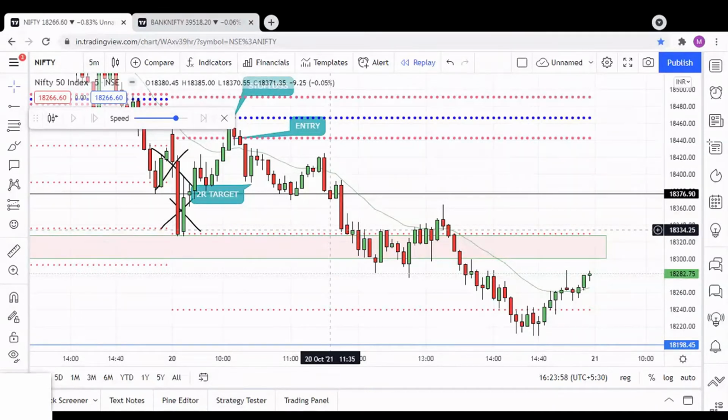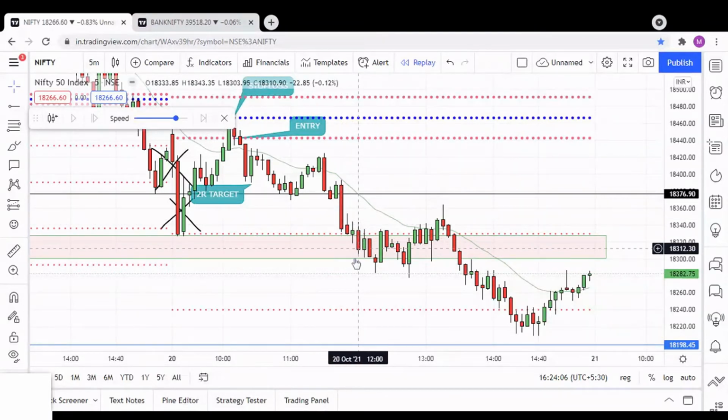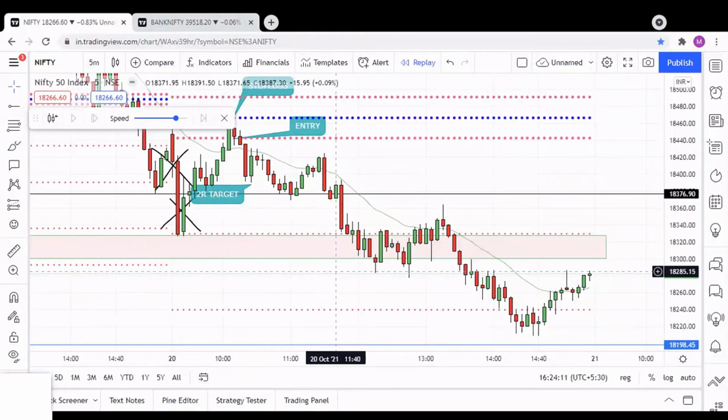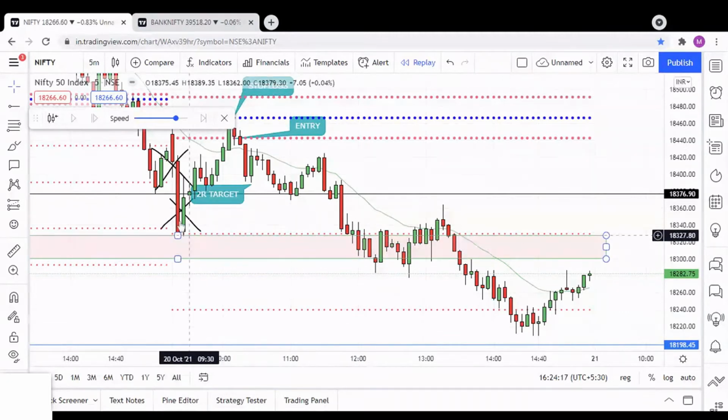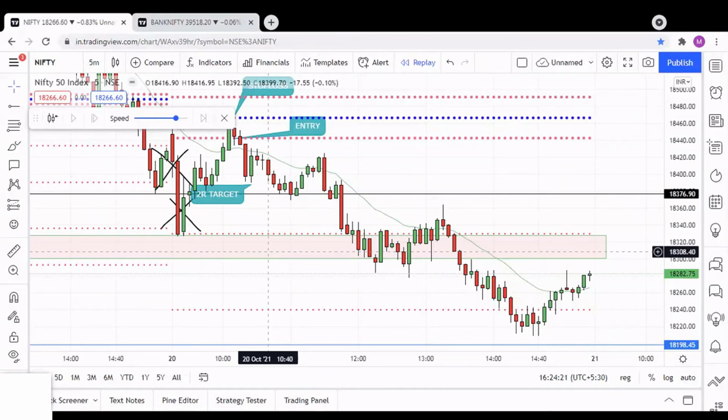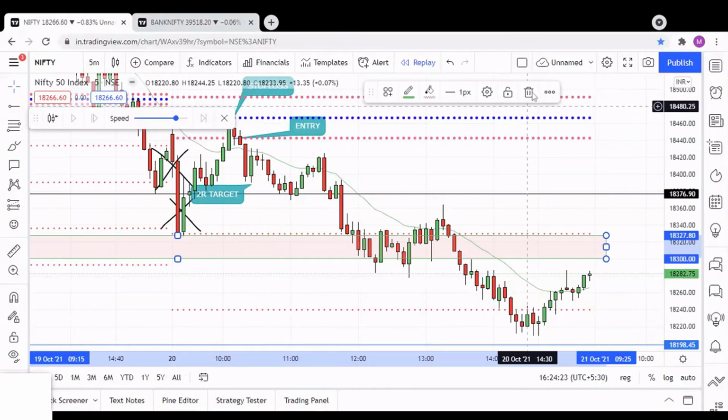If you would have taken the entry at the close of this green candle and placed your stop loss below this green candle, look, the next candle took your stop loss. So it is always better to wait for a proper confirmation to enter the trade. This virgin CPR is now no more valid because the second candle touched the virgin CPR and reversed. So let me remove this virgin CPR now.